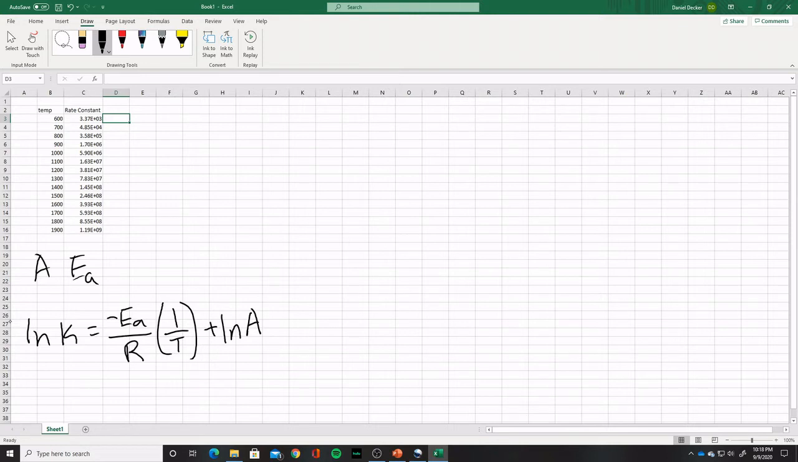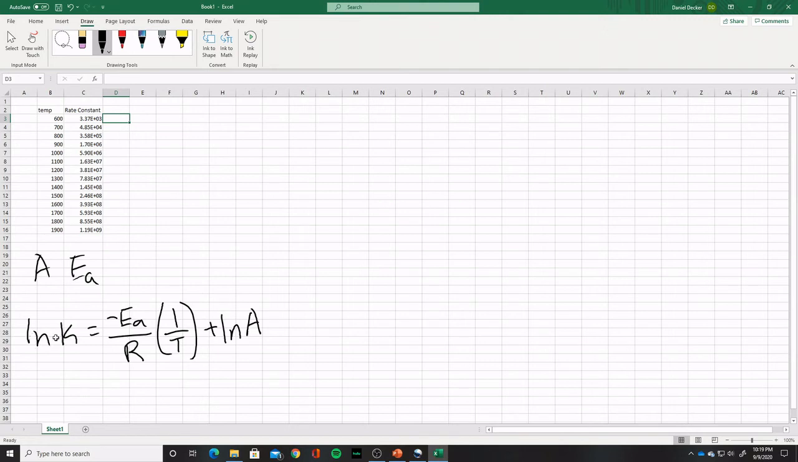And I believe it is plus natural log of a. For some reason, I have a lot of trouble remembering if the last section here is plus or minus on multiple different equations, but I'm pretty sure that is plus natural log of a. You can go back and check me, make sure. But we're going to go ahead and move forward with it.